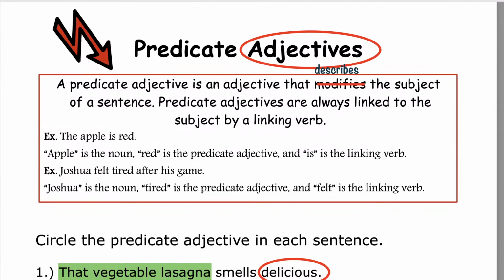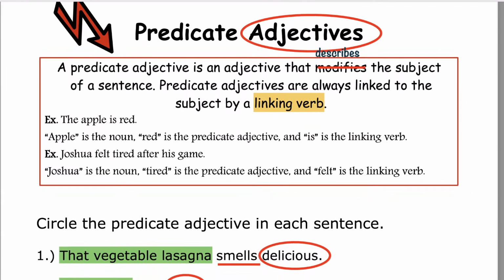A predicate adjective is an adjective that describes or modifies the subject of a sentence. Predicate adjectives are always linked to the subject by a linking verb. And this was important here because we had to be able to recognize the linking verb, right? And that makes it different than what other kind of verb did we have? What other kind of verb besides a linking verb? Well, an action verb, right?